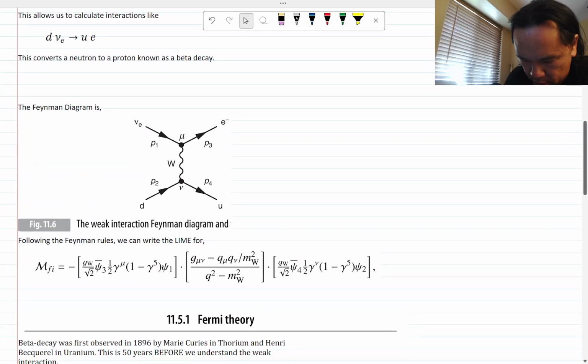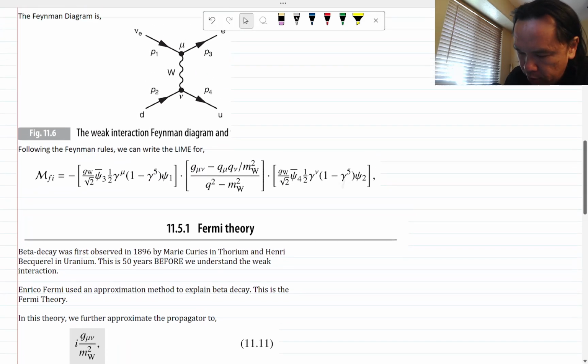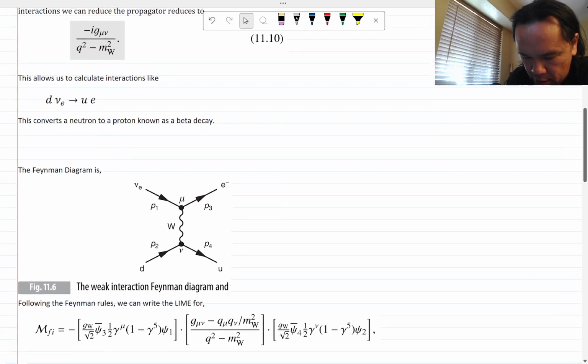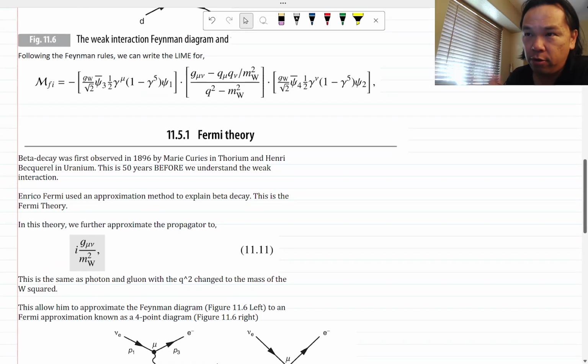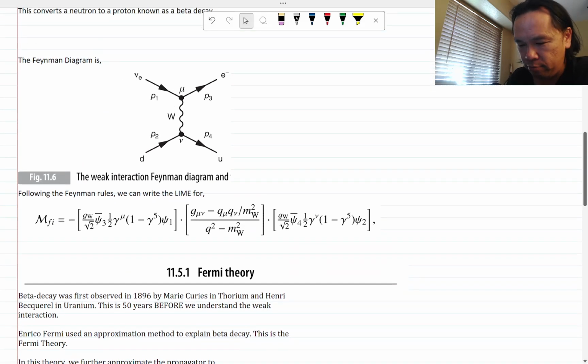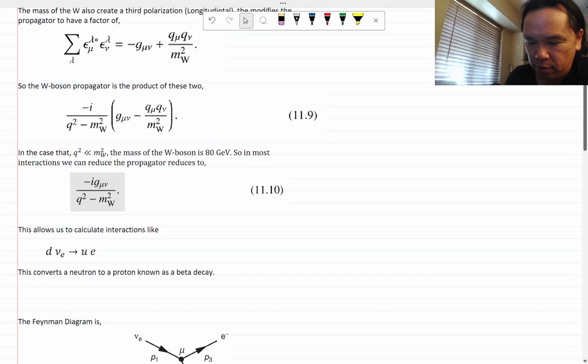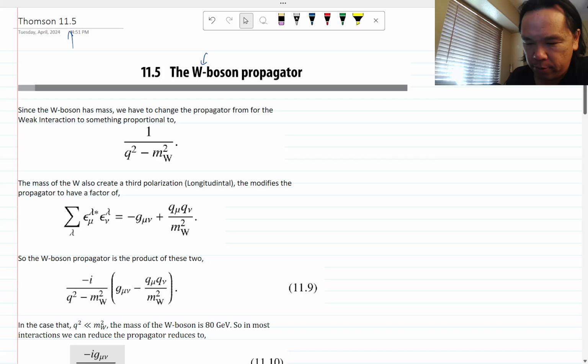I think it does go a little bit deeper than just deriving the propagator. It also does this thing called the Fermi theory, which is actually very useful. And I want to make sure to show you guys this because other people are going to use it. So if you don't know about the Fermi approximation, then you would not know what they're talking about. So it's actually important, just from a historical perspective, that we talk about this, okay?